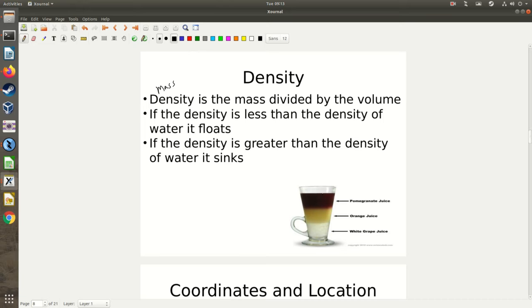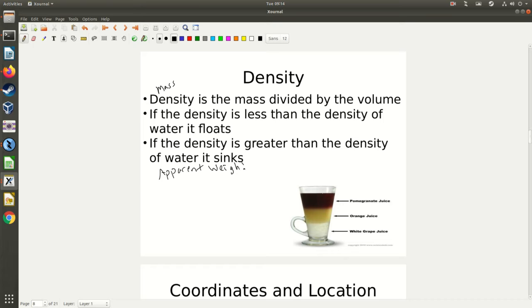So your pomegranate juice would have the least amount of density, followed by orange juice, followed by white grape juice. So this also leads to apparent weight, if you recall. Apparent weight.